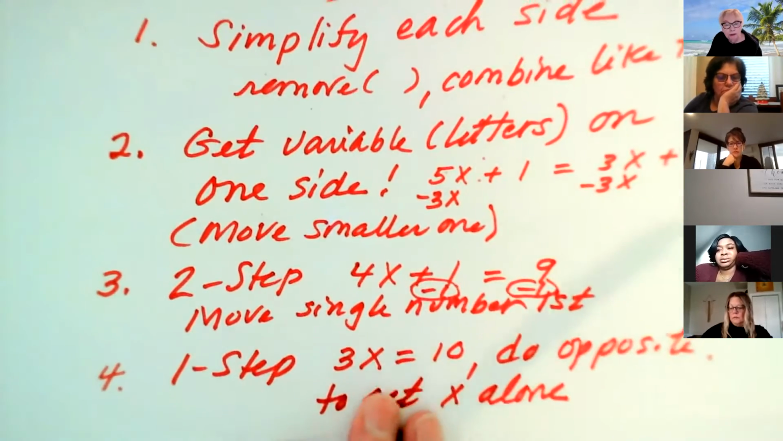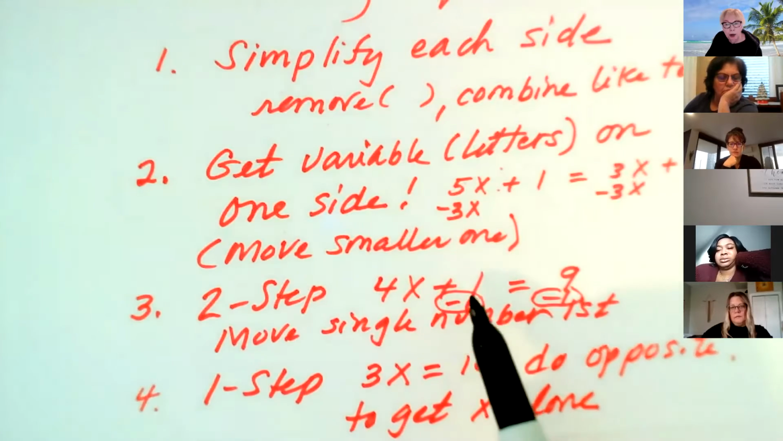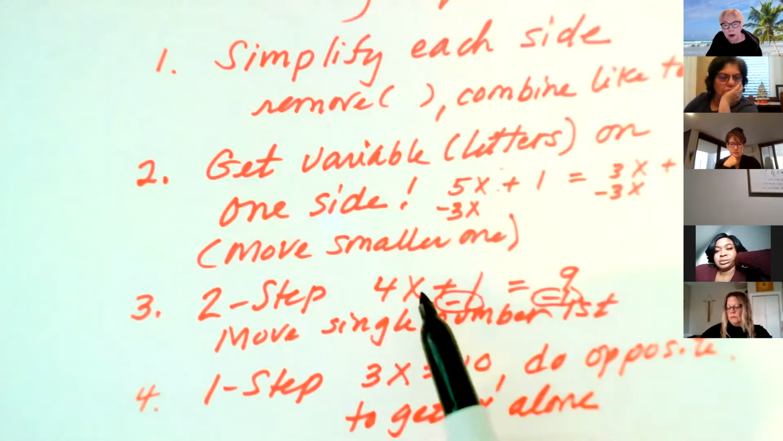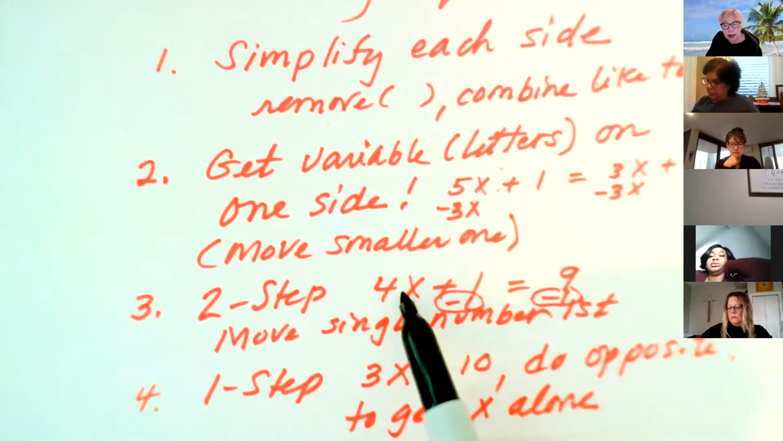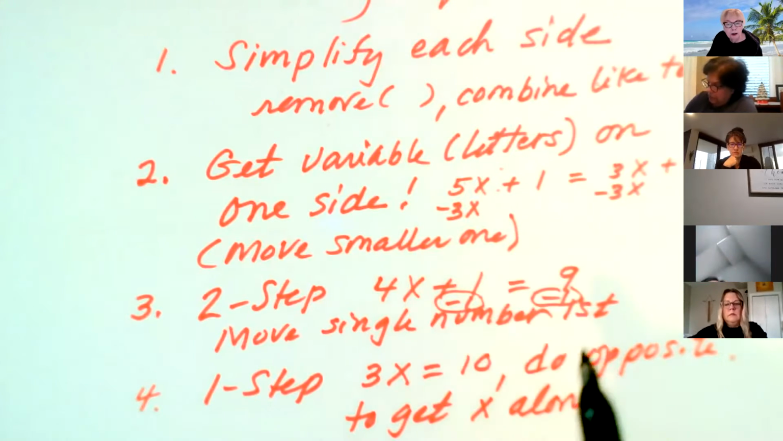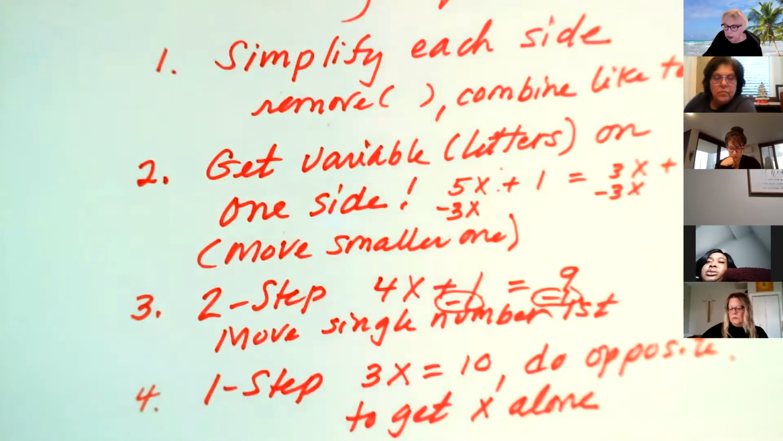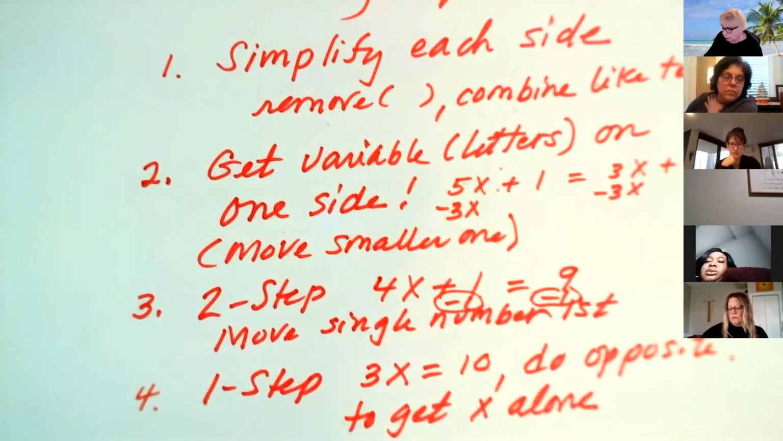And then typically what follows it is a 2-step problem where we move the single number, the number that's added or subtracted from the x, which could be another letter, but let's say x. And that's done first. And then you're down to 1 step and you do whatever is the opposite of what's left. And it could be almost anything, but you do the opposite. So some problems need all of this. Let me see if I can find one.